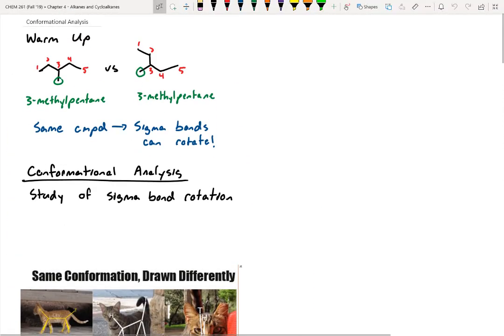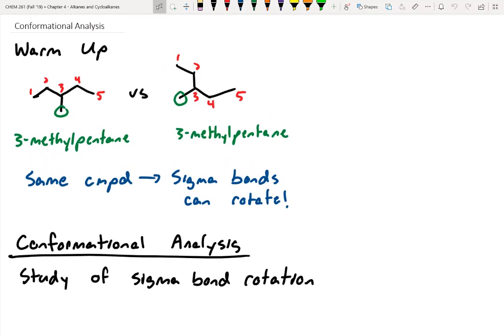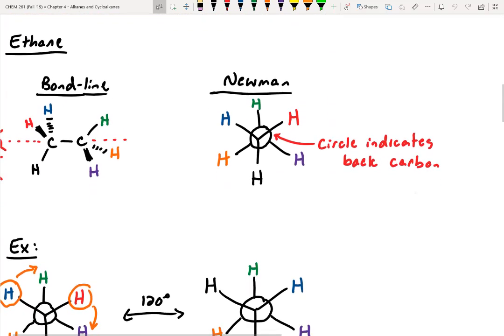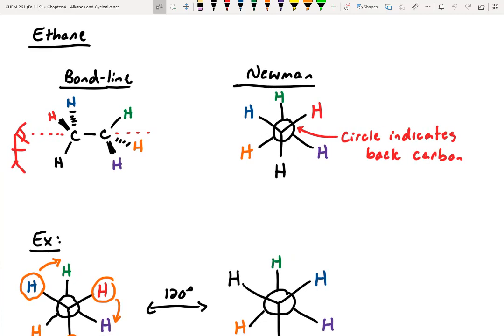All right, so yesterday we looked at these two warm-up molecules, and we said that really they're the same molecules that are just rotating in space. And we know that they're the same molecule because they have the same name. And we talked about how sigma bonds can rotate. And then down here, we said we can look at structures using the bond line notation or the Newman projection.